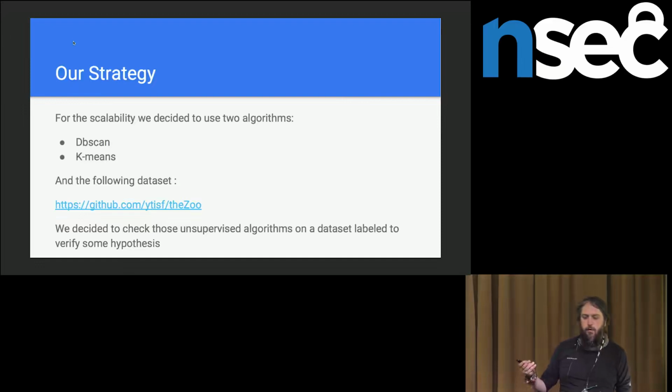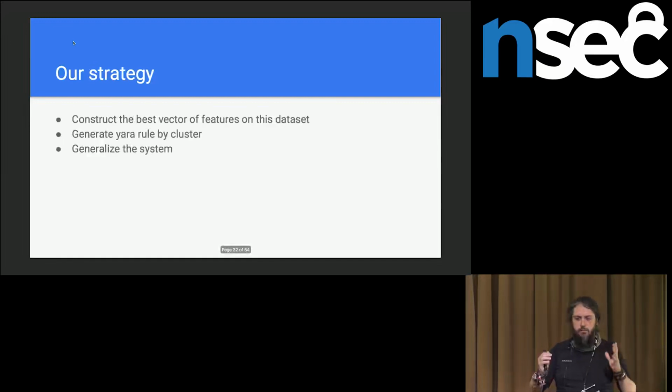When you make the clustering, afterwards you can directly generate your rule by cluster. And if your system is good after a month, because you hold a meeting and check the new malware with the signature by cluster, you can generalize the system with a bigger dataset. But at the beginning, I think the best is to start with a small dataset.